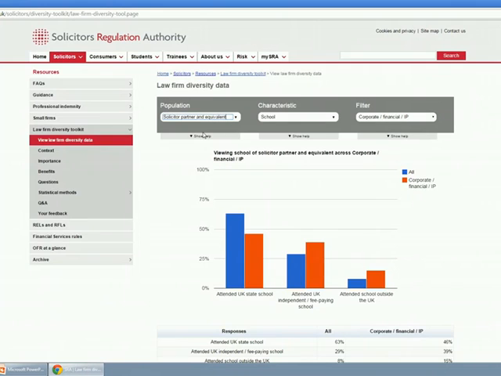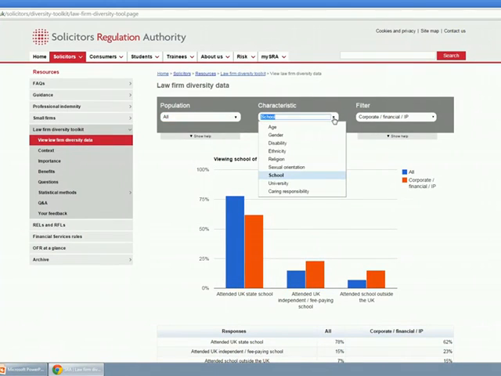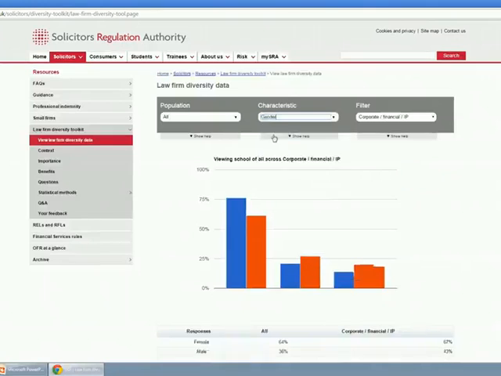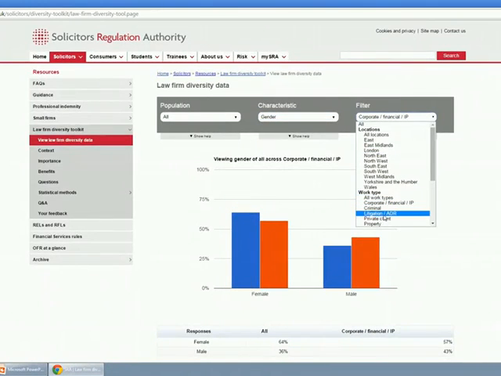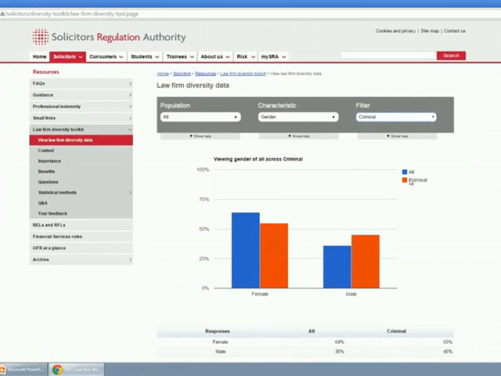Then we'll take a look at another example. Here we're going to look at the all selection of staff again. So this is all people working within the law firm. We're going to take a look at gender, and we're going to select by work type again, criminal. So this is firms that do a significant proportion of their work in criminal areas of law. And here we can see that female and male employees are fairly evenly split, 55% female, 45% male.